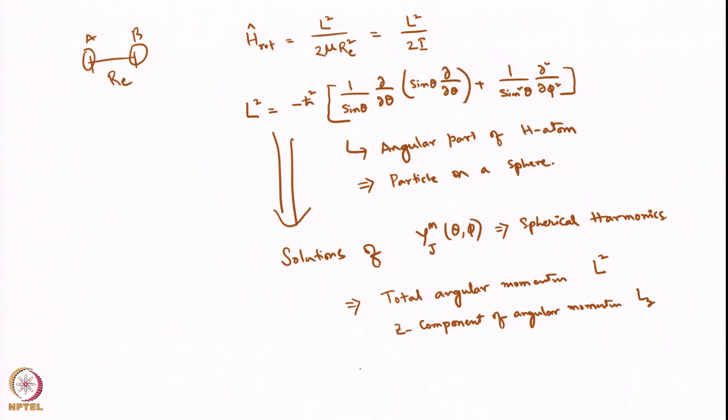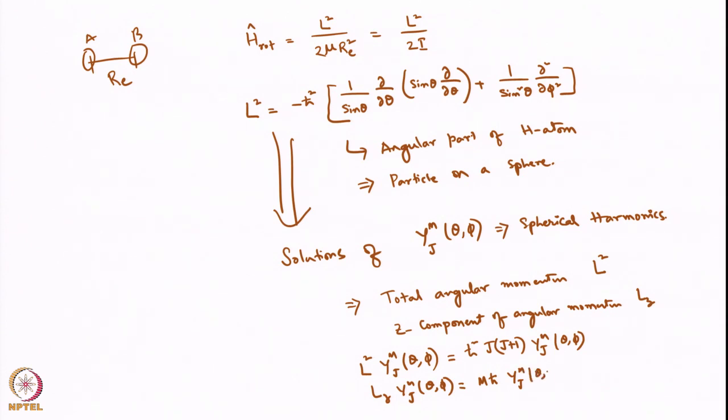Okay. Now we know that Y_jm is an eigenfunction of the L square operator, with eigenvalue h bar square j into j plus 1, acting on Y_jm theta and phi, and your Lz operator acting on Y_jm theta and phi will give you m h bar Y_jm theta and phi. Okay. Now, let me quickly write once more.